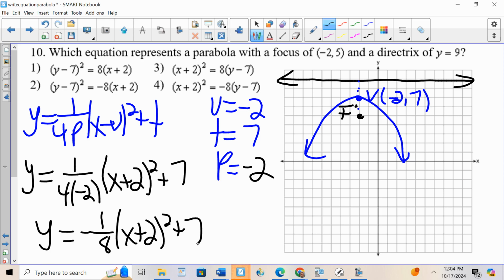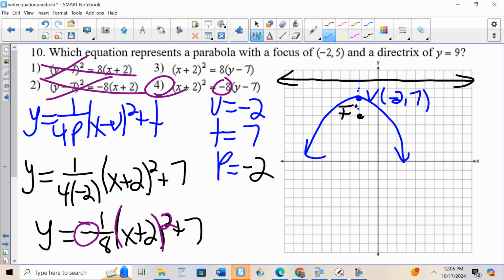Now, I look at the choices. They're not in that form. Do not freak out. It's very simple. Cross out the ones that it's not. I have an (x plus 2) squared. So this has a (y minus 7) squared, and this has a (y minus 7) squared. It can't be those. What's left? The difference between choices 3 and 4 is one of them has a negative. Do I have a negative? Yes, it's choice 4. So if the answers are in a different form, just cross out the ones that it can't be, and you'll be left with your answer. That's the easiest way to go about it.